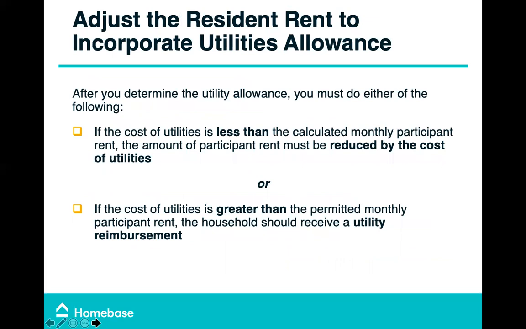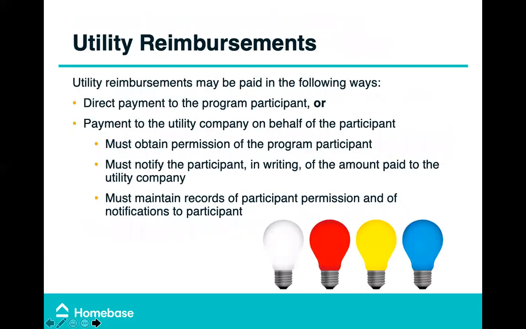So the next thing you're going to want to do is, after you determine the utility allowance, you need to do one of the following. If the cost of the utilities is less than the calculated monthly participant rent, the amount of the participant rent must be reduced by the cost of the utilities. Or if the cost of the utilities is greater than the permitted monthly participant rent, the household should receive a utility reimbursement. And this slide just talks a little bit about utility reimbursement.